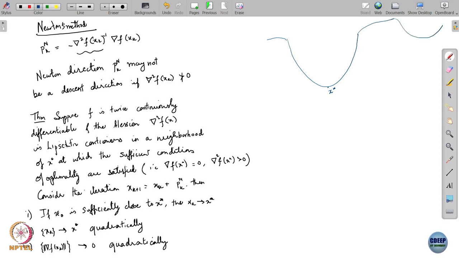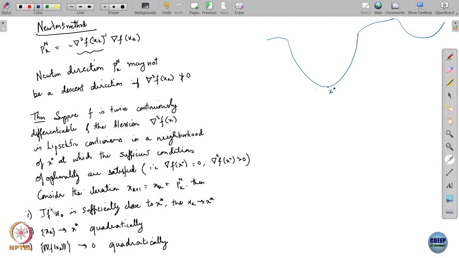The function may very well do other things elsewhere, but around x star you are close enough. At x star the function has gradient equal to 0 and Hessian positive definite. So in a neighborhood around x star, the function is actually convex. You are starting your iteration in a region where the function is convex. If the function is convex, then the Hessian is positive definite, and then the Newton direction is a descent direction.